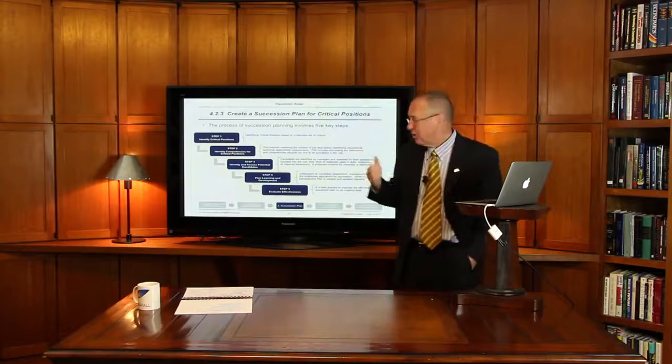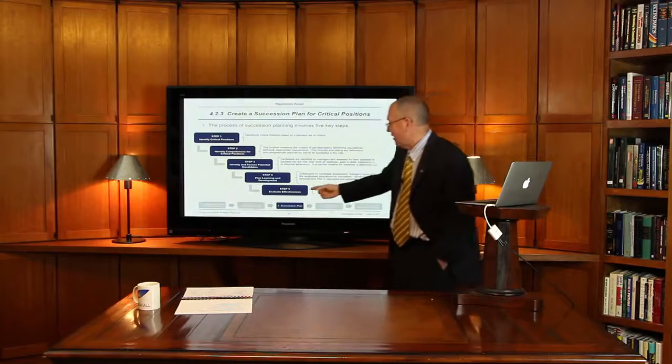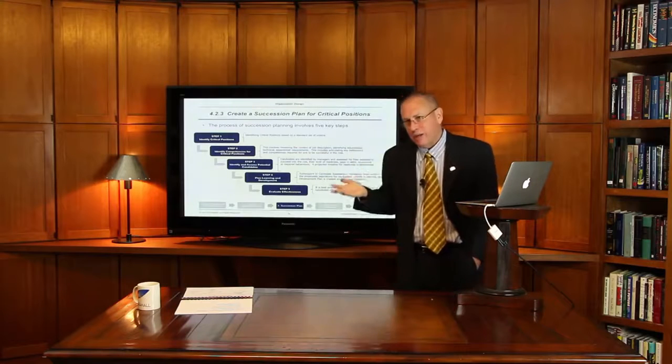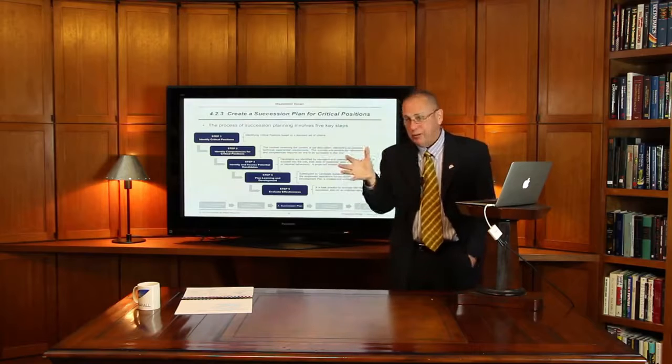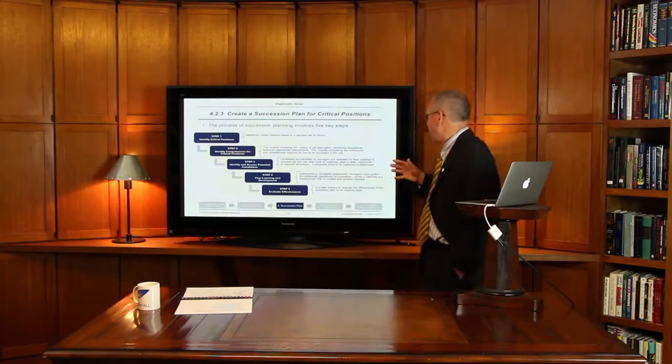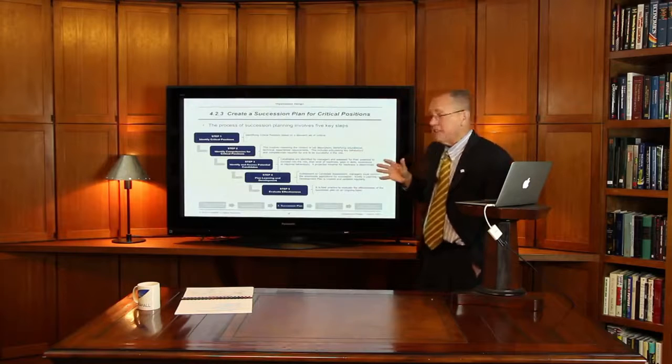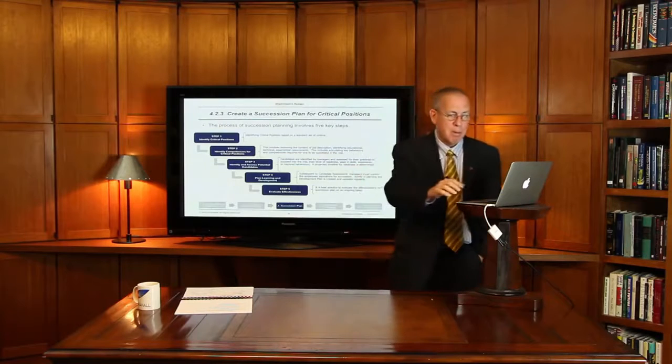We can put in place a learning and development plan. We can then evaluate the effectiveness of the plan. Is it working or not? If it's not working, why not? And what can we do to change it? So these are 5 steps in a succession planning process.